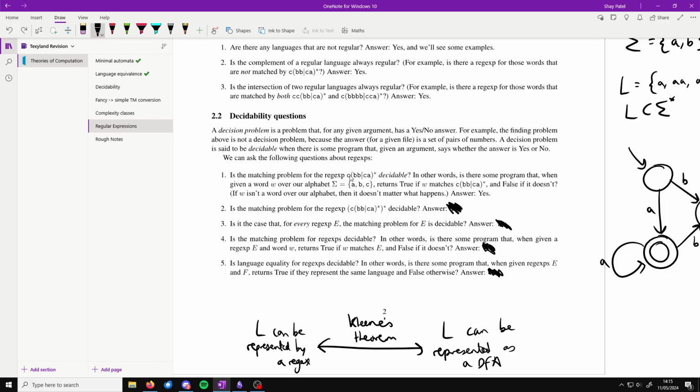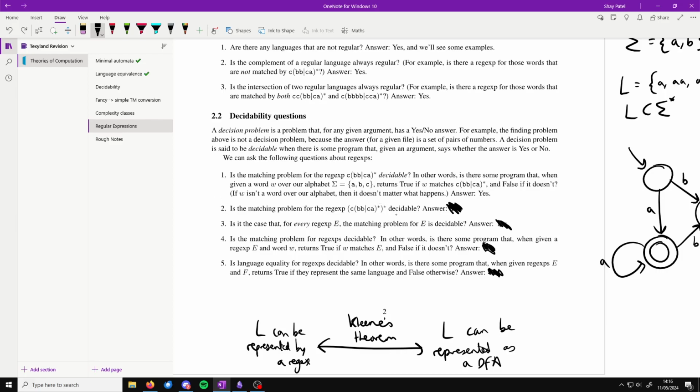So the idea is this is a regular expression. If we can make a DFA which represents it, this DFA represents an algorithm because it's a finite set of states and an algorithm is just a finite set of instructions. And so this matching problem would be decidable.